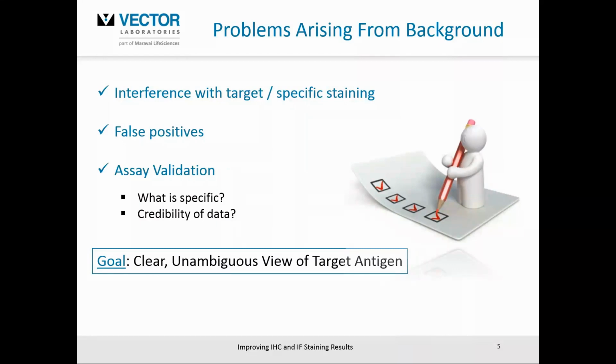And background certainly calls into question the validation of your assay, and you start scratching your head about what is specific, and certainly throws into question the credibility of what you're reporting on. And the goal, whether it be immunohistochemistry, immunofluorescence, is to obtain a clear, unambiguous, unequivocal view of the target antigen or antigens that you're looking for.